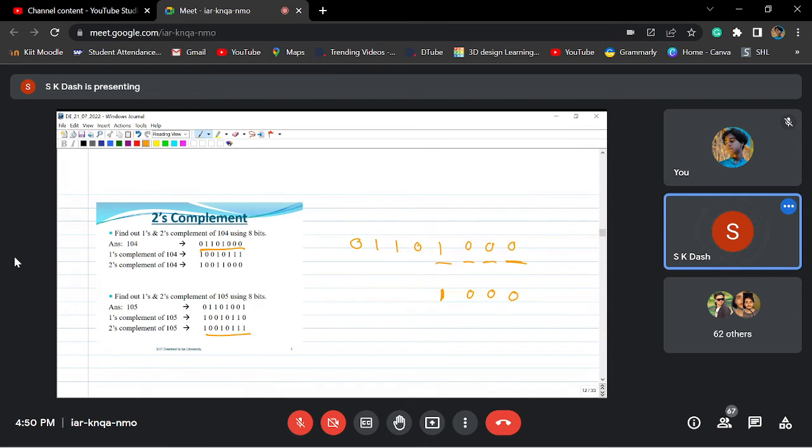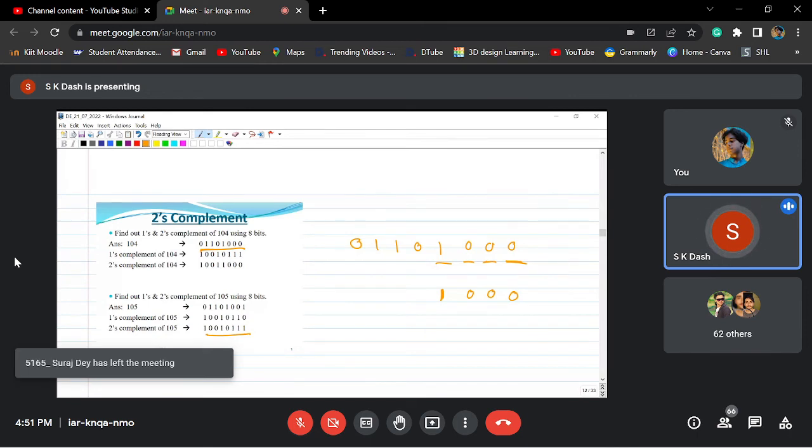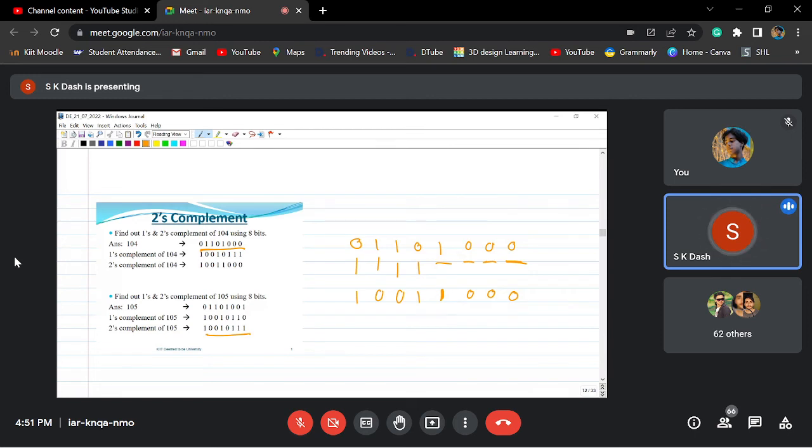Again I am repeating, you will start from the least significant bit, and you will keep on copying till you encounter the first one. Once you get the first one, after that we interchange the bits. That means change 0 into 1 and 1 into 0. So now 0 will be changed to 1, 1 will be changed to 0, 1 will be changed to 0, 0 will be changed to 1. So this will be the 2's complement of that number. Verify. 1 double 0, 1 double 0, double 1, double 1, triple 0, triple 0.